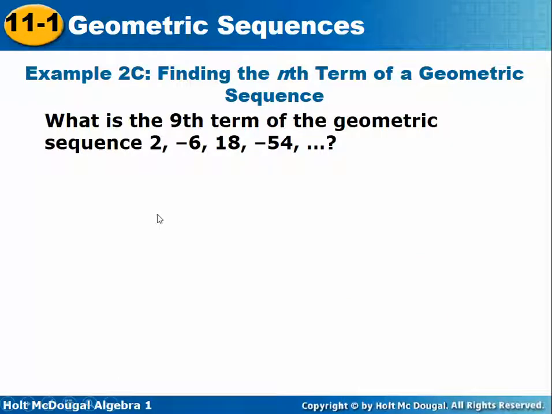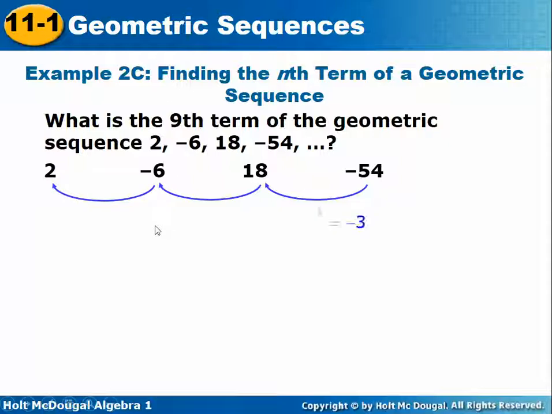In this example, they don't tell us anything. They just give us the first few terms of a geometric sequence. So we need to do some work on this one. We need to say, well, the first term I can see is 2. I need to find the common ratio by dividing, and then I can find, oh, okay, the common ratio is -3.